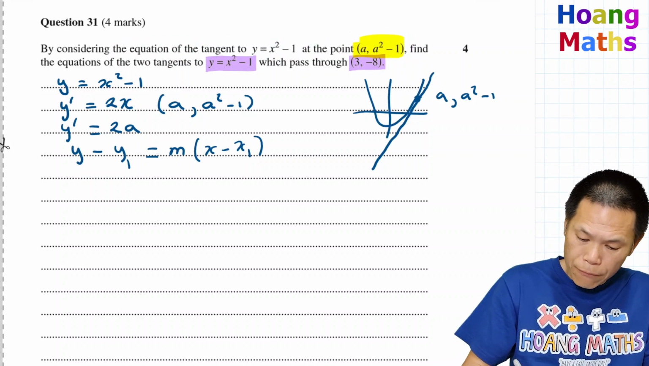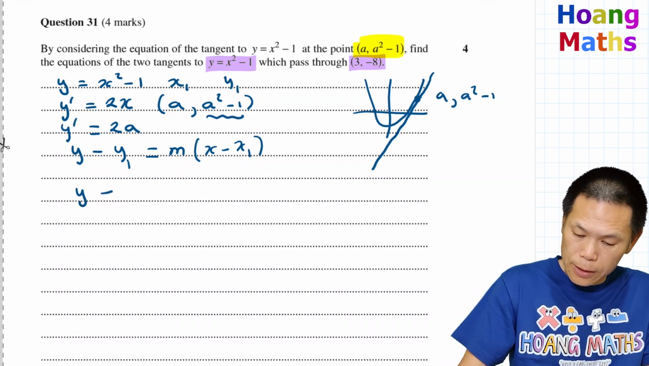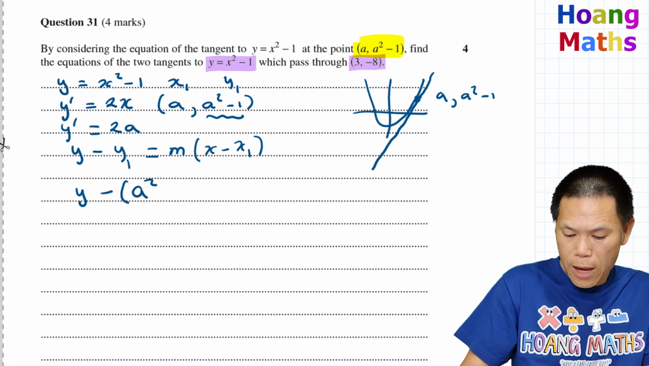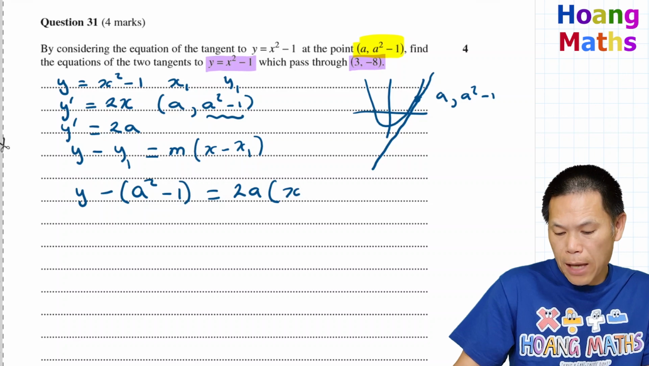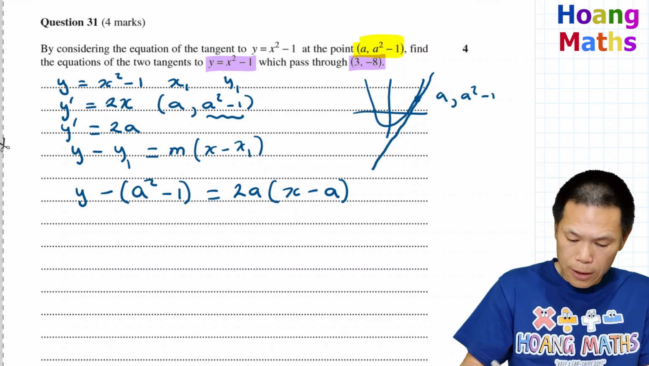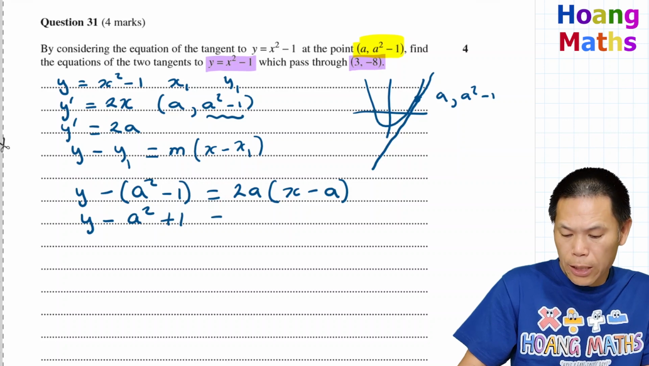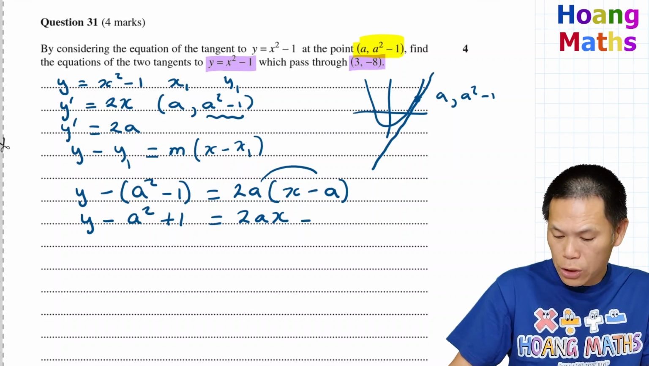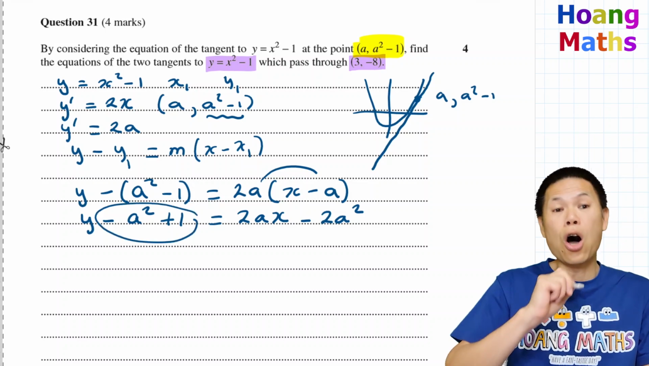So now we have y minus y1, which is a squared minus 1. So more than one term, so I close bracket. So y minus (a squared minus 1) equal to m. m is 2a. (x minus x1), x1 is a. What I do, I just remove the bracket first. So y minus a squared plus 1 equal 2ax, and 2a times negative a is minus 2a squared. So what I do, I just move these two terms on this side.